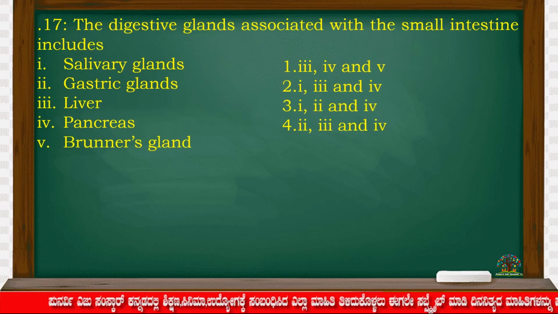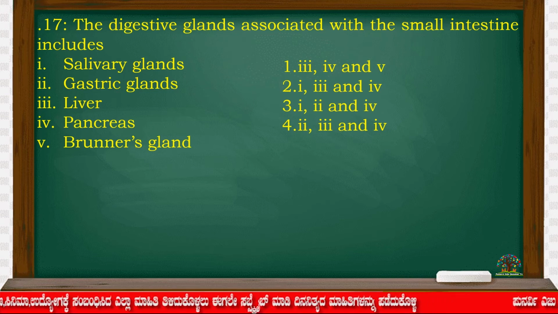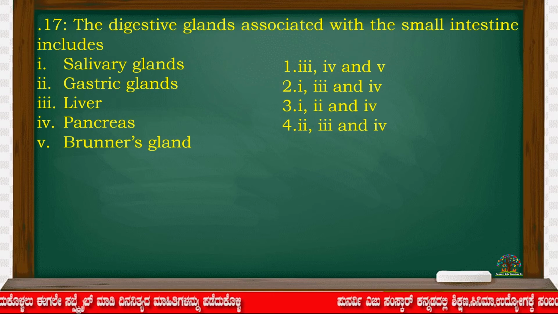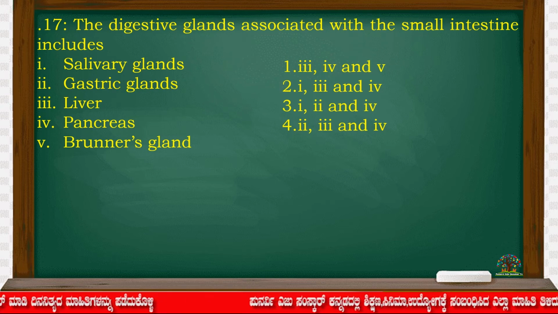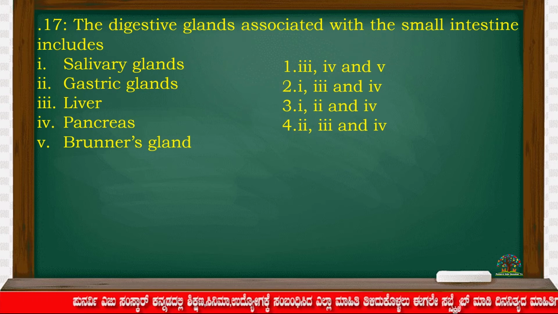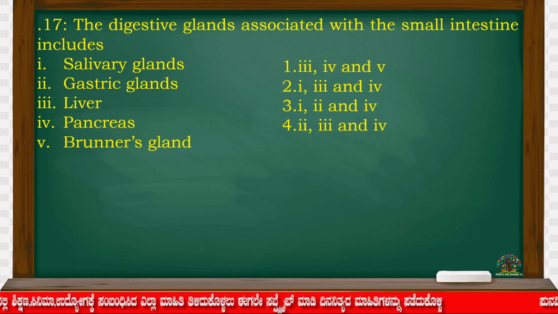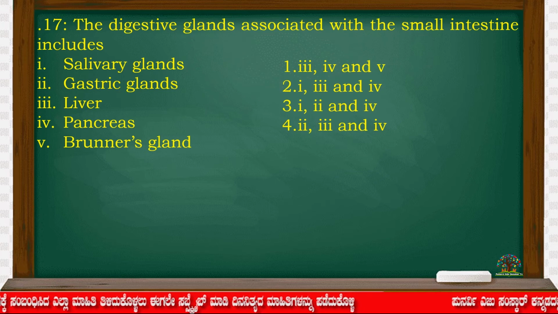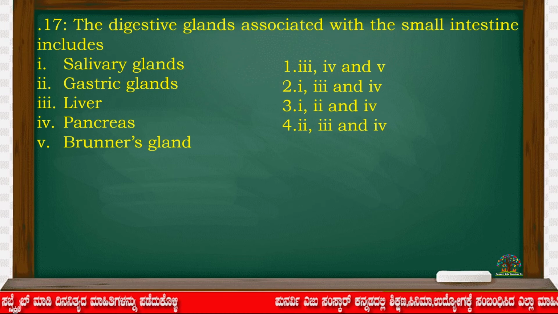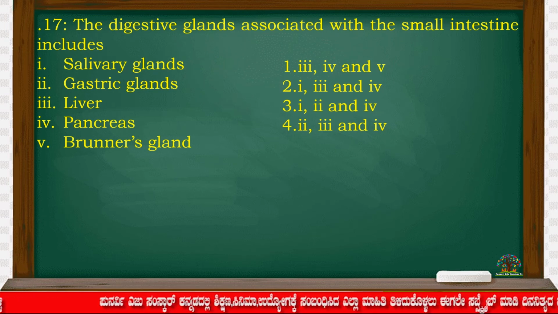Question 17. The digestive glands associated with the small intestine include. The options are salivary glands, gastric glands, liver, pancreas, and Brunner's glands. The intention of this question is about the glands that are in connection with the small intestine. These glands are not just helpful in digesting the food in the stomach, rather they are helpful also in the process of absorption in the small intestine.